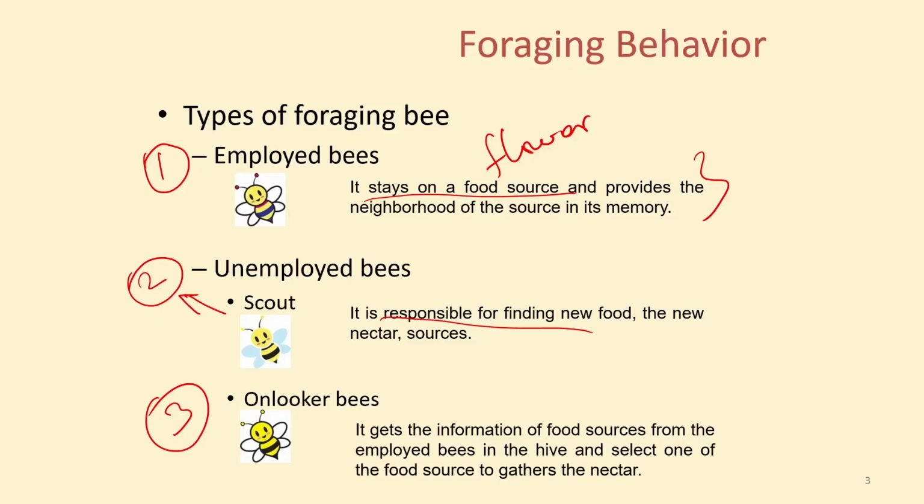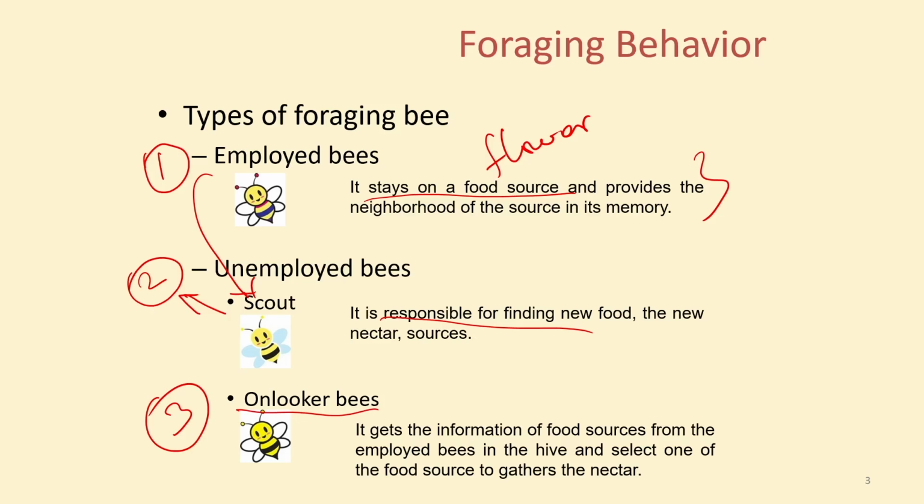In case the new food position found by the scout bee is better than the food position found by the employed bee, then all the employed bees will move towards the scout bee's direction. And another one is the onlooker bee. This onlooker bee always sits in the hive.